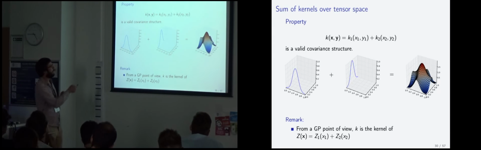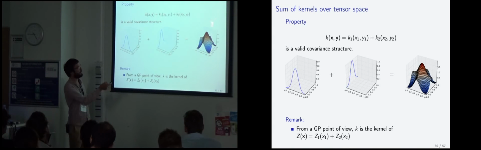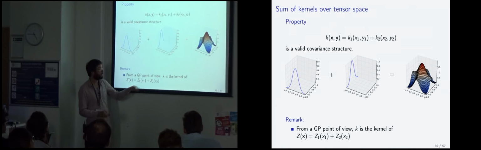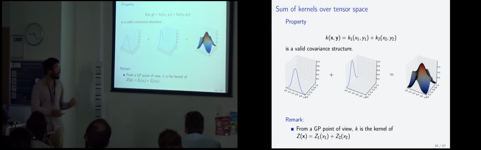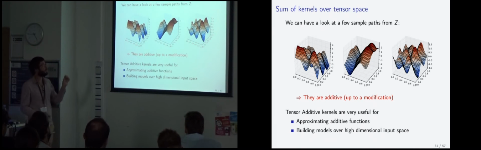So this is the way I represent it. As before, I can interpret a GP based on this kernel as a sum of two GPs. One is defined over the first dimension of the input space, and the other one being defined on the second dimension of the input space.